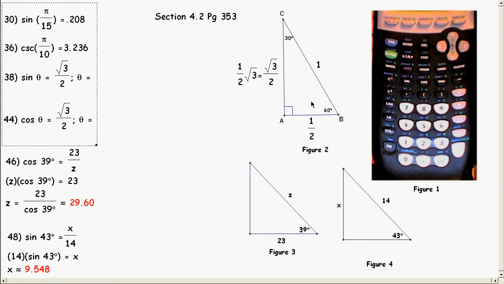If you notice, the short side is 1/2. The hypotenuse is twice that, so that's going to be 1. And the long side is the short side times the square root of 3, which is 1/2 square root of 3, which turns out to be the square root of 3 over 2. So if I look at the sine of 60 degrees, which is opposite over hypotenuse, we see that is the square root of 3 over 2 over 1, which is the square root of 3 over 2. So that means that theta is equal to 60 degrees.